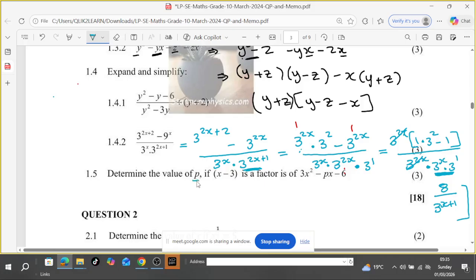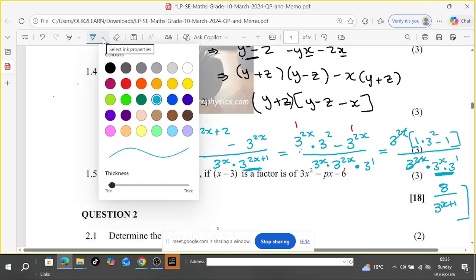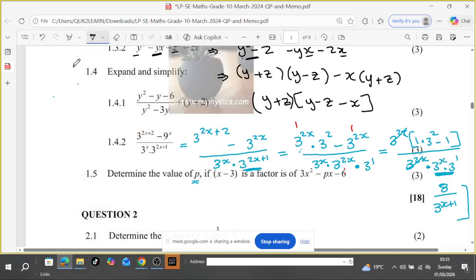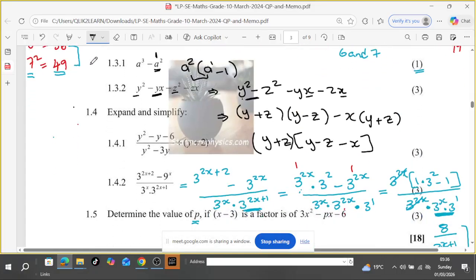Determine the value of p if x minus 3 is a factor of 3x squared minus px minus 6. Tell me, do you understand what they mean when they say x minus 3 is a factor? No. You don't know what they mean when they say it's a factor? Look at this. No. Let's go back to this question.